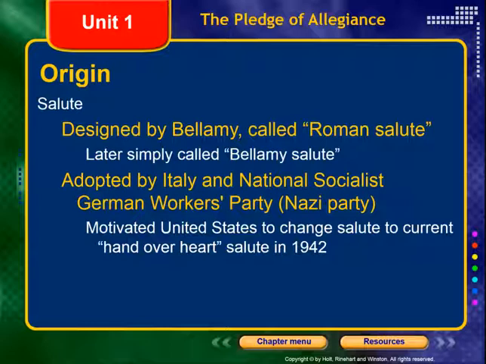Later, the reason that we still don't do that same salute is that it was adopted by both the fascists in Italy and the National Socialist German Workers' Party, aka the Nazi Party, right? Two groups that the United States did not want to affiliate themselves with. And if you don't know, it's kind of a weird thing. These two groups wanted to recreate the breadth and the power of the Roman Empire. It would have been the third iteration of the Roman Empire, right?